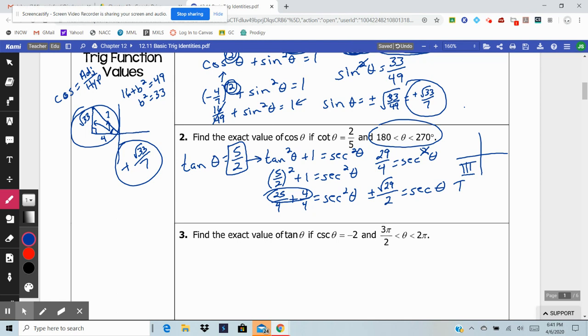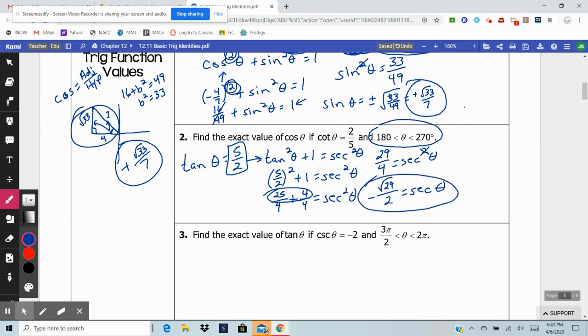Tangent, out of those three, is the only thing that's positive. So that means sine and cosine are both negative. And since cosine is negative, because cosine and secant are reciprocals, then that means secant is negative. So let's do away with our positive sign. And we have that the secant is negative root 29 over 2.